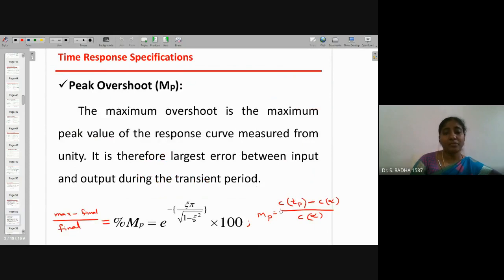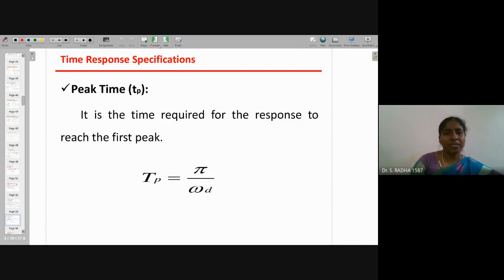If you substitute and simplify, and there is a background derivation for this, after that simplification we finally come up with this formula for peak overshoot: e power minus eta pi by square root of 1 minus eta square into 100. This is peak overshoot. We have two more parameters, peak time and settling time.